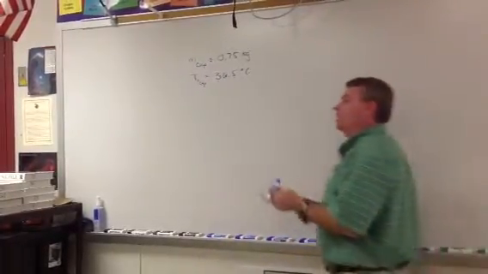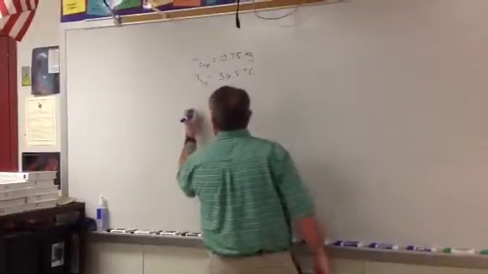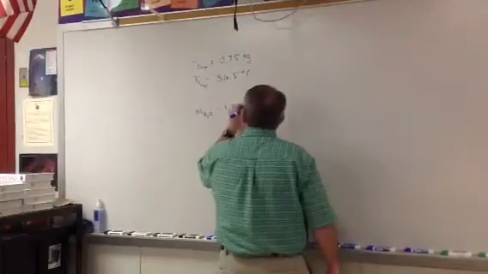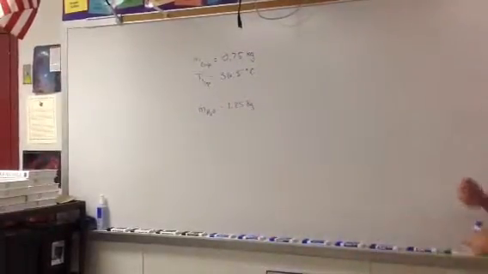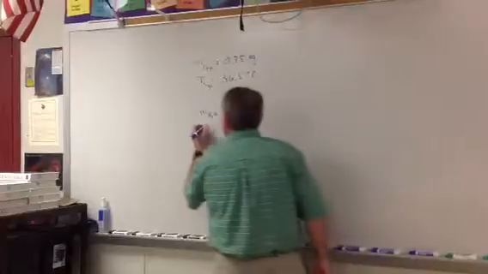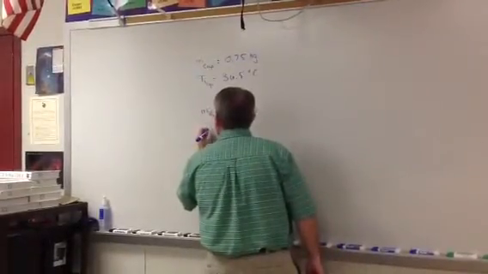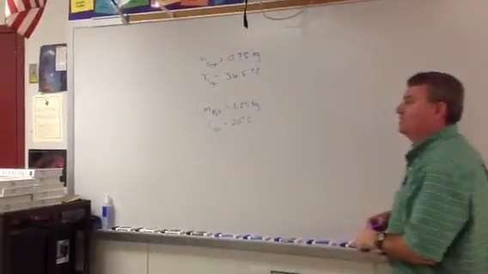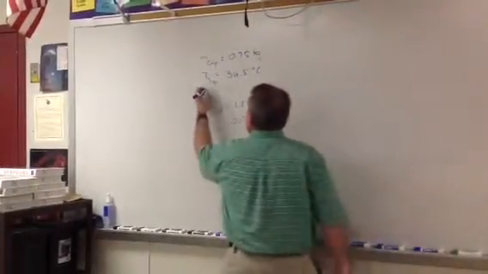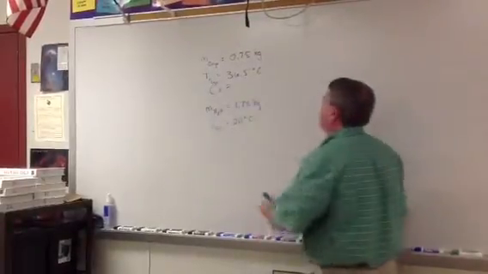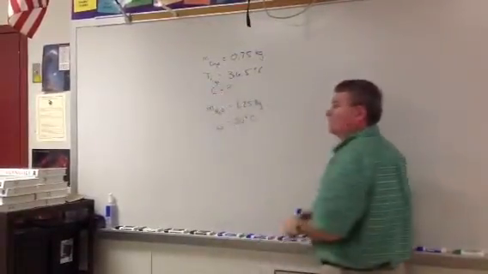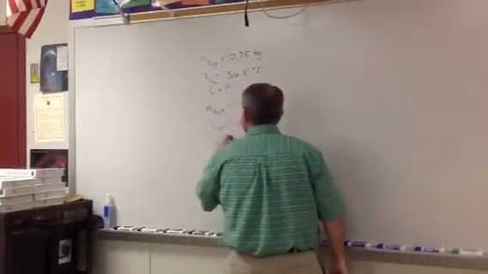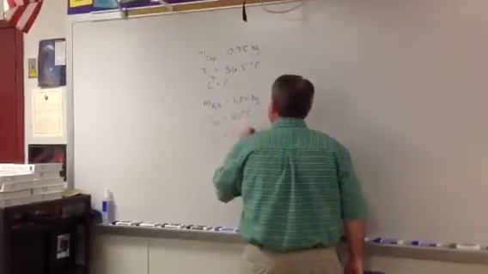It's submerged in water with a mass of 1.25 kilograms. So the mass of water is equal to 1.25 kilograms with an initial temperature of 20 degrees Celsius. So the initial temperature of the water is equal to 20 degrees Celsius. What is the cup's specific heat capacity? So we're looking for C for the cup, specific heat capacity for the cup, if the final temperature is 24.4 degrees Celsius. Temperature final is equal to 24.4 degrees Celsius.